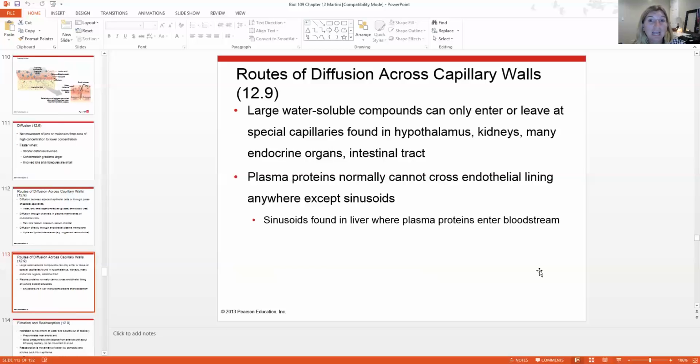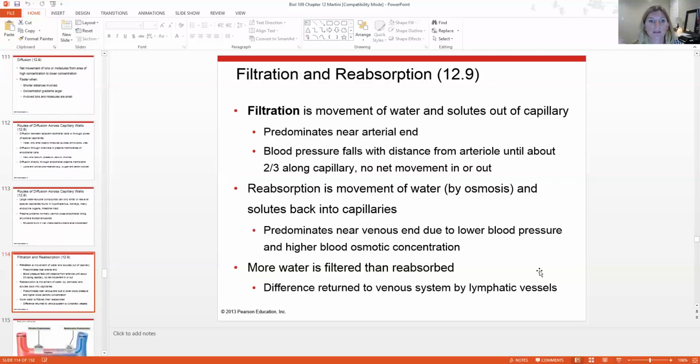Plasma proteins normally cannot get through the endothelial lining at all. There's an exception. Those are the sinusoids. Sinusoids are in the liver, where plasma proteins are made. So they have to have a way of getting into the bloodstream. Only makes sense. There's also the factor of filtration.